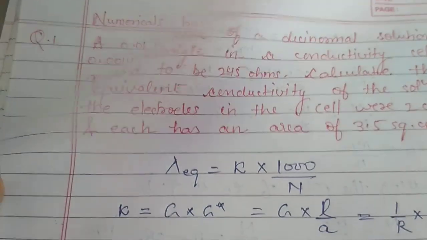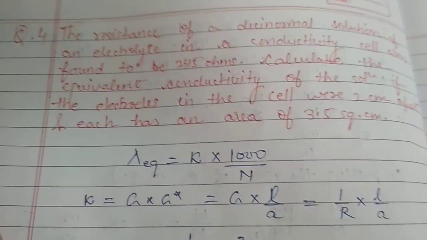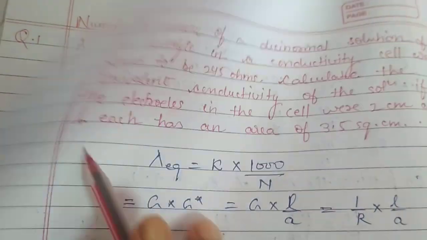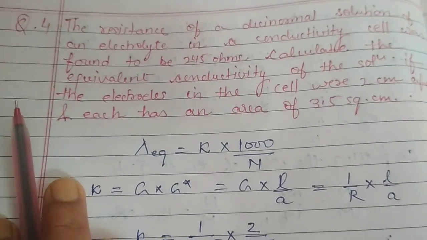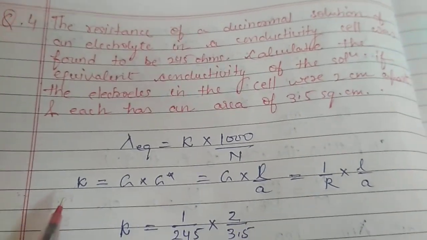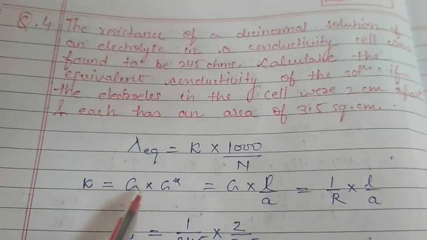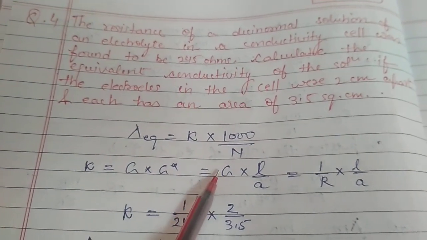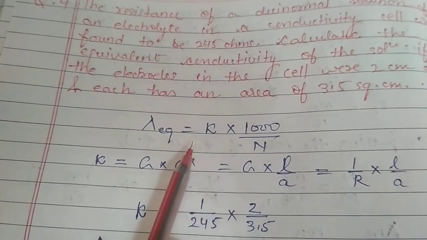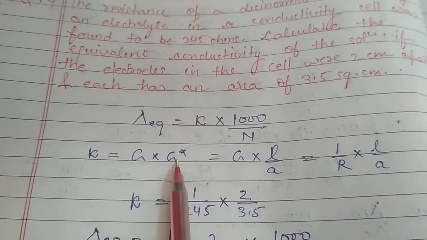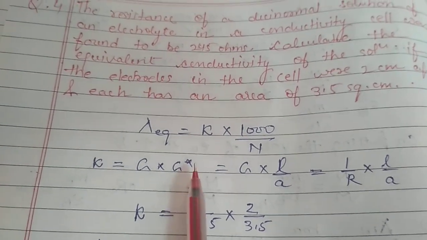So how to solve it? What are we to find out? We are to find out the value of equivalent conductivity. The formula is lambda EQ is equal to kappa into 1000 upon N. We know that kappa is equal to G into G star. The value of G is equal to 1 upon R and G star is equal to L upon A.